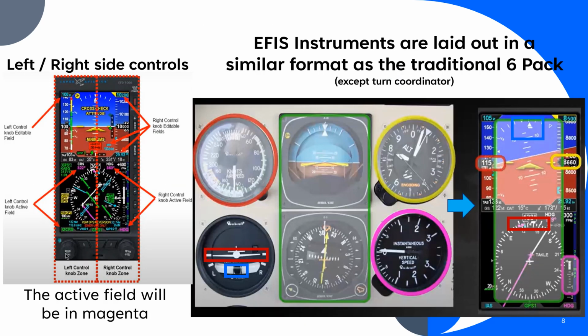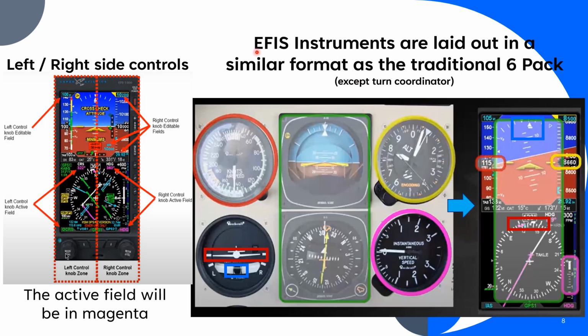Just to reiterate, the left knob controls things on the left side of the Aspen, and the right control knob changes things on the right side, and the active field will be magenta. So in this case here, you can see HDG heading is magenta, and therefore this knob here will change the heading value and move the bug.